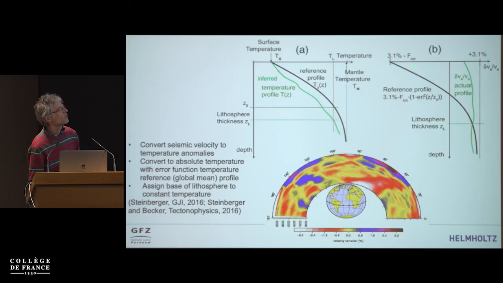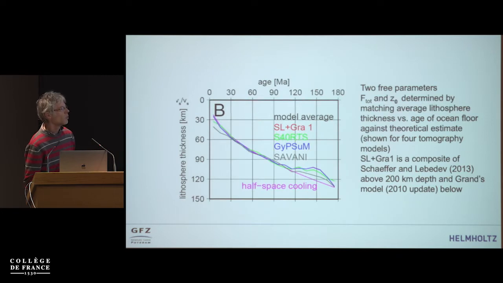So yeah, and there are two free parameters in this determination. So one is basically the vertical extent of this curve, and then the horizontal extent. And in order to determine those, I match the lithosphere thickness model in the ocean, where we think we have an idea what it's like, with a half-space cooling curve. And I do this here.